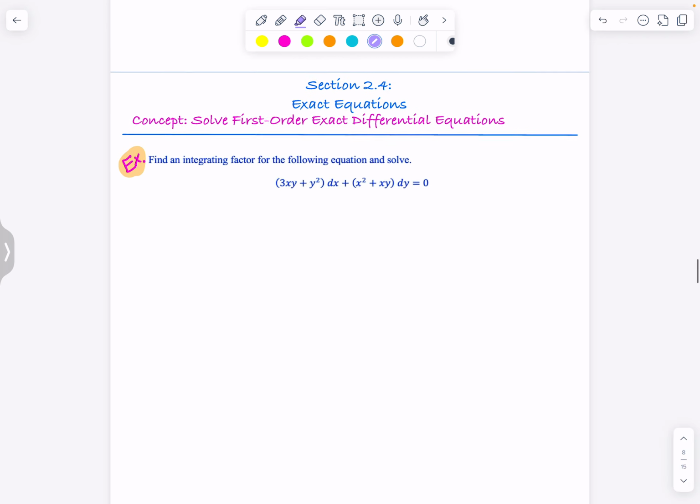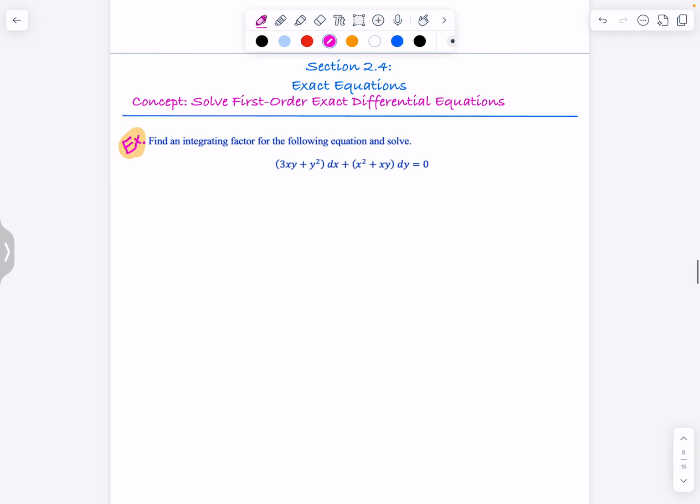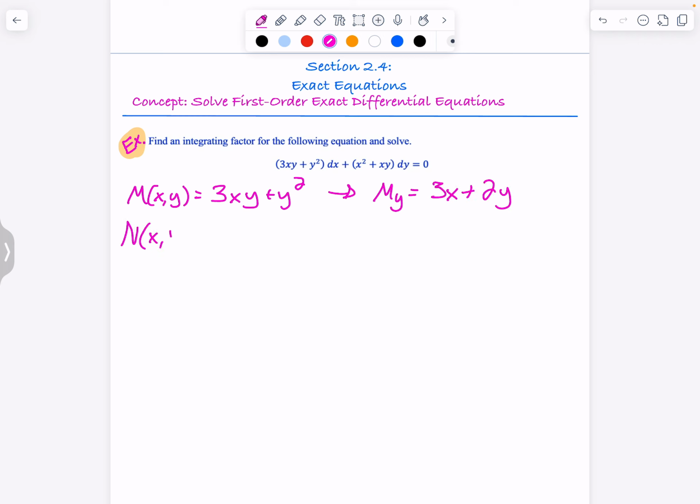All right, so starting off, M of how it's set up. First, I'm going to check to see if it is exact: 3xy plus y squared, because if it's exact, I can stop. My then is going to be 3x plus 2y. N of xy is the other thing in front of dy, x squared plus xy.